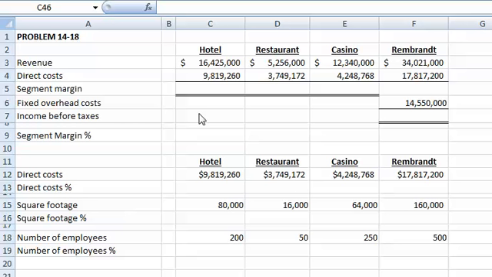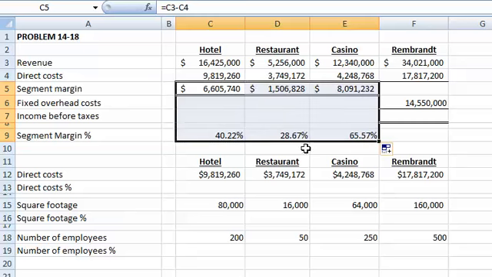Let's begin by calculating our segment margins for the hotel, restaurant, and casinos, and our segment margin percentages. Our segment margin, recall, is simply our revenues of $16.4 million minus our direct traceable costs of $9.8 million. So our hotel has a segment margin, 16 minus the 9, of $6.6 million. Our segment margin percentage is then this $6 million divided by the $16 million in revenues. And we can compare that with the segment margin and segment margin percentages for the restaurant and the casino.